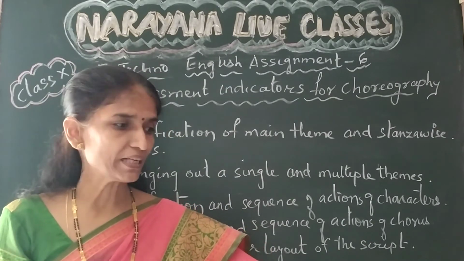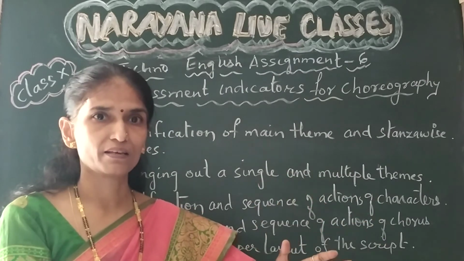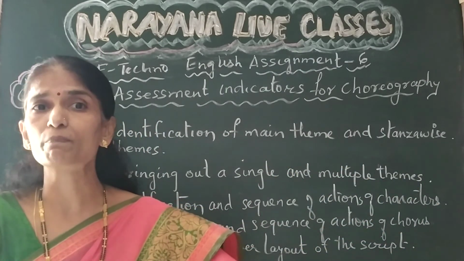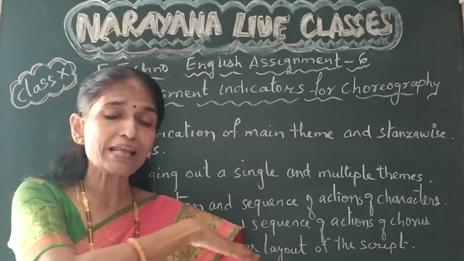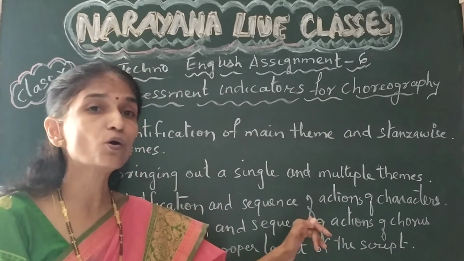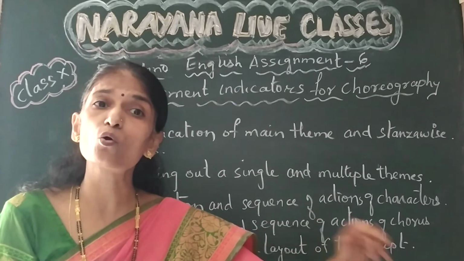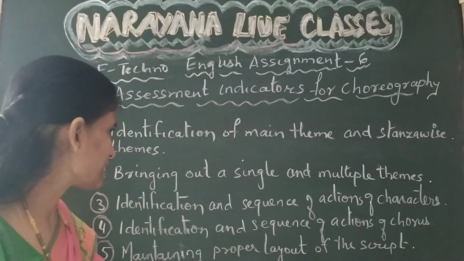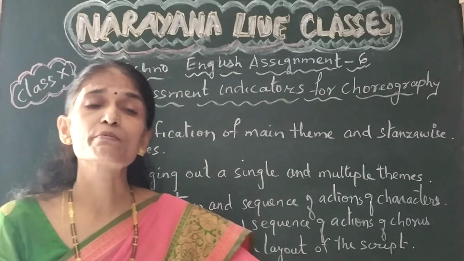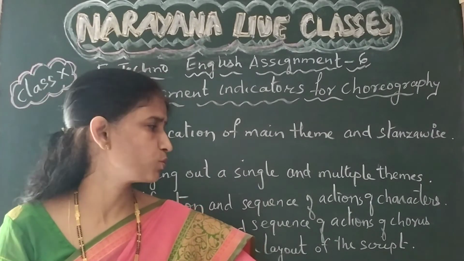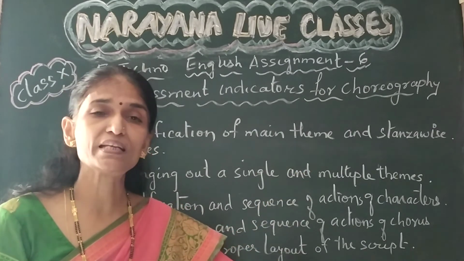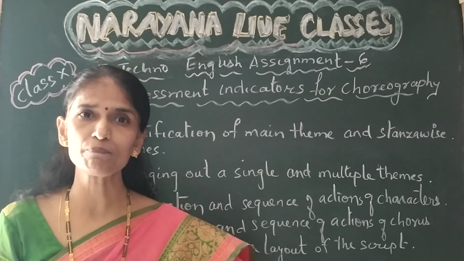If the location is the market, the chorus will form the other vendors and other people, the buyers. The entire setting is created by the chorus. So actions of the chorus are also important. And then the last assessment indicator, that is maintaining a proper layout of the script. So these are the 5 assessment indicators for choreography script.